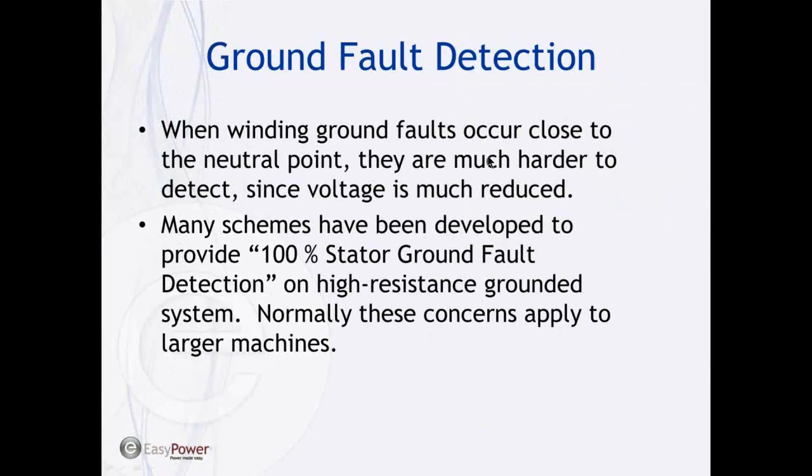All right, so if we think about a normal Y-connected generator, if I have a ground fault in a winding that's very close to the neutral point, I have a lot less voltage there. So those are much, much harder to detect. And so with the high resistance grounding, there's a limit to what we're going to be able to detect. And so there's a lot of schemes that have been developed to provide what they call 100% stator ground fault detection. So for the very large machines, this becomes an issue.